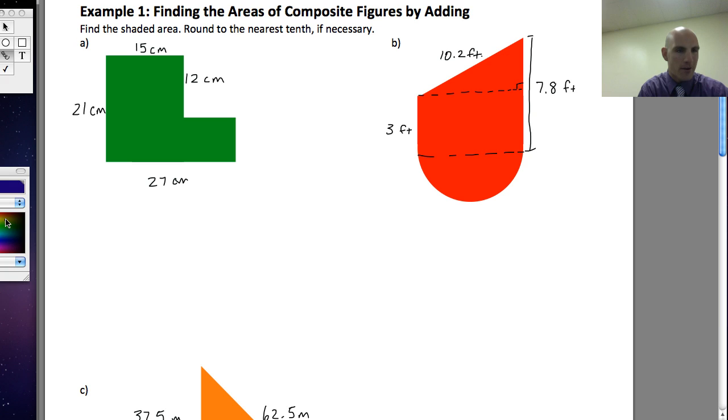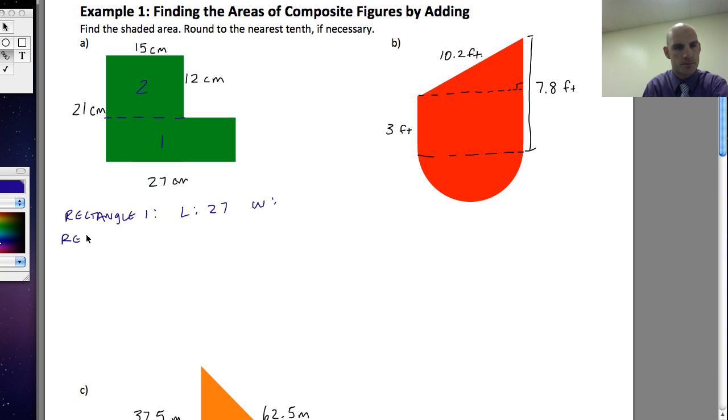There's about as many ways to divide this as you could think, but I'm going to divide it something like this. And when I do this, I'm going to notice a couple of things. I have two rectangles. I know how to find the area of rectangles. I need to know the dimensions of these rectangles. Obviously, this one on the bottom is going to be 27 long, so I'll call this 1 and this is going to be 2. So rectangle 1, the length is going to be 27, and I don't know the width yet.